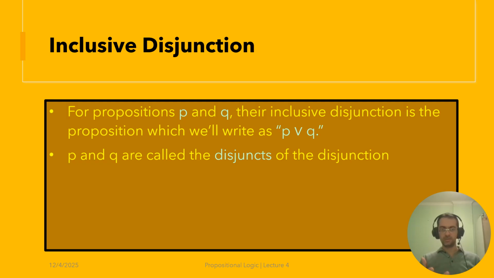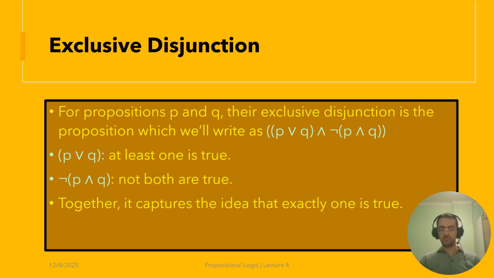Let's analyze inclusive disjunction a bit more. For propositions P and Q, the inclusive disjunction is the proposition which we write as P or Q. P and Q are called the disjuncts of the disjunction. And what about exclusive disjunction?